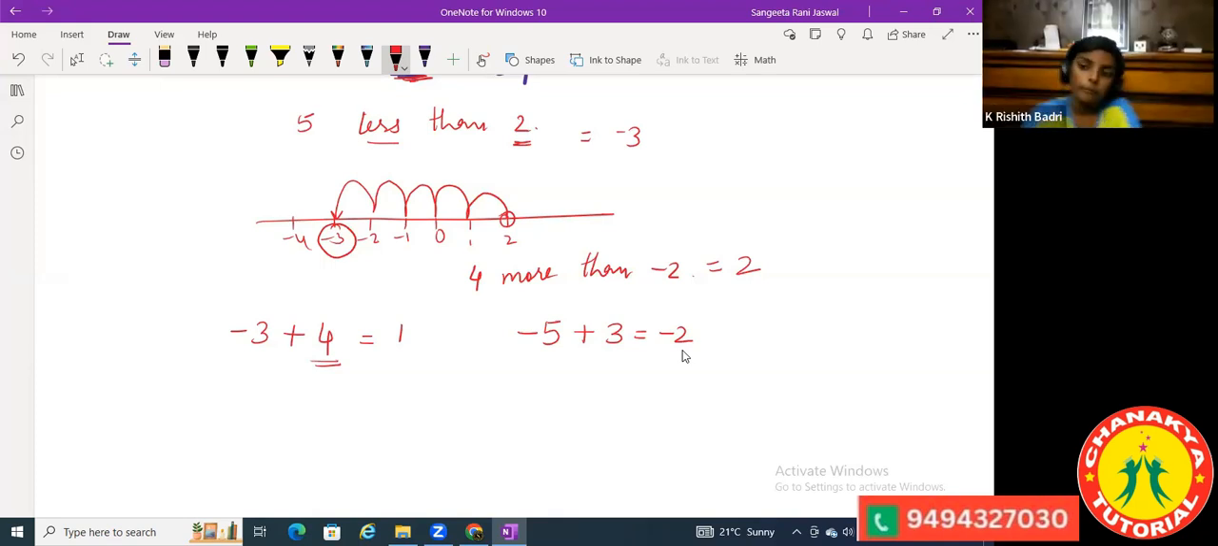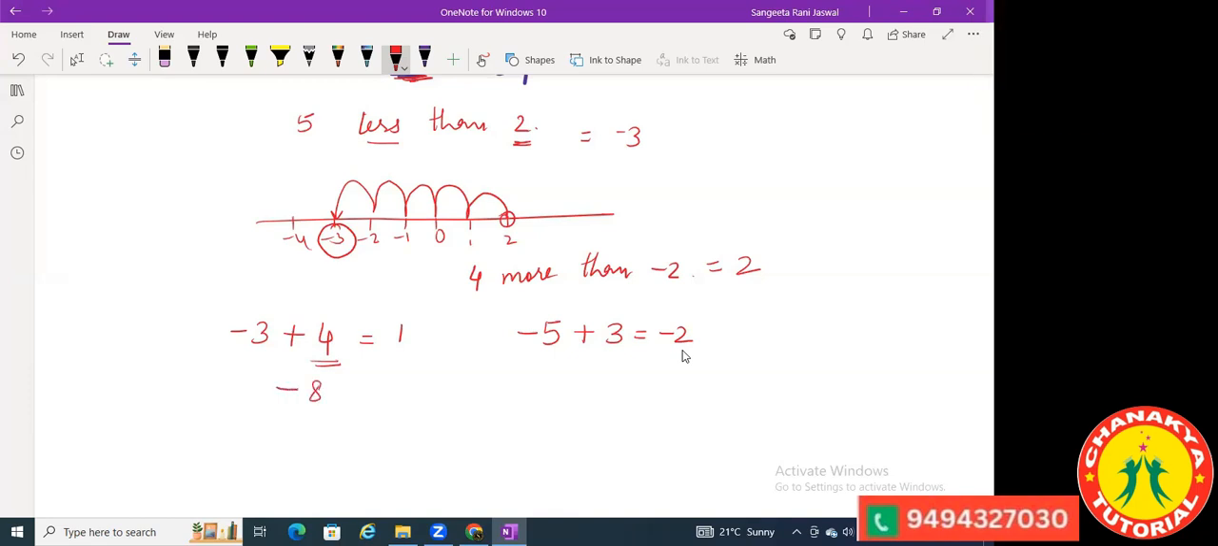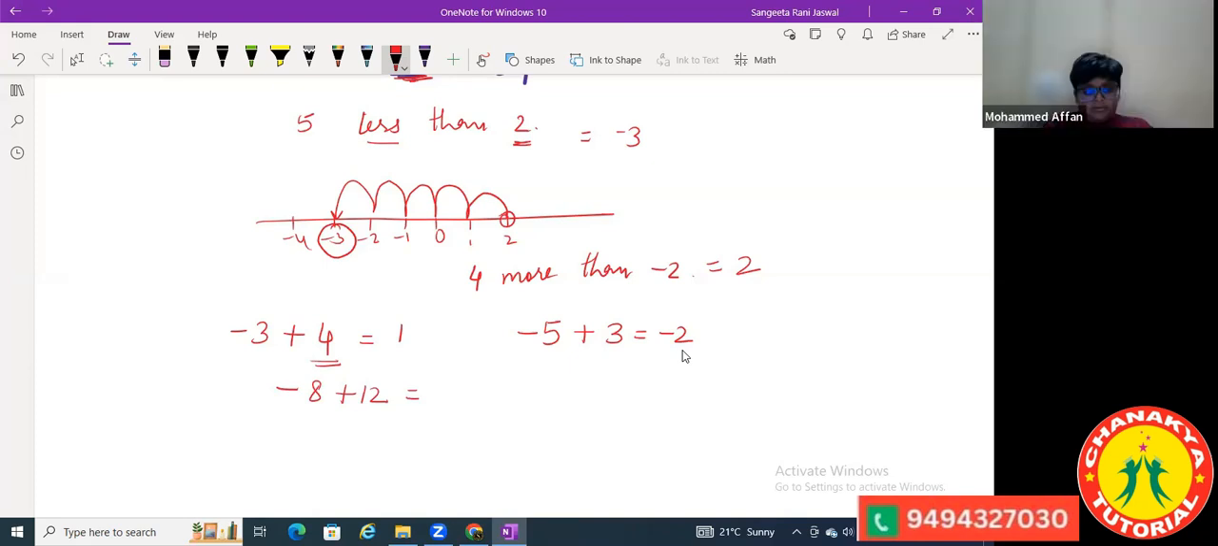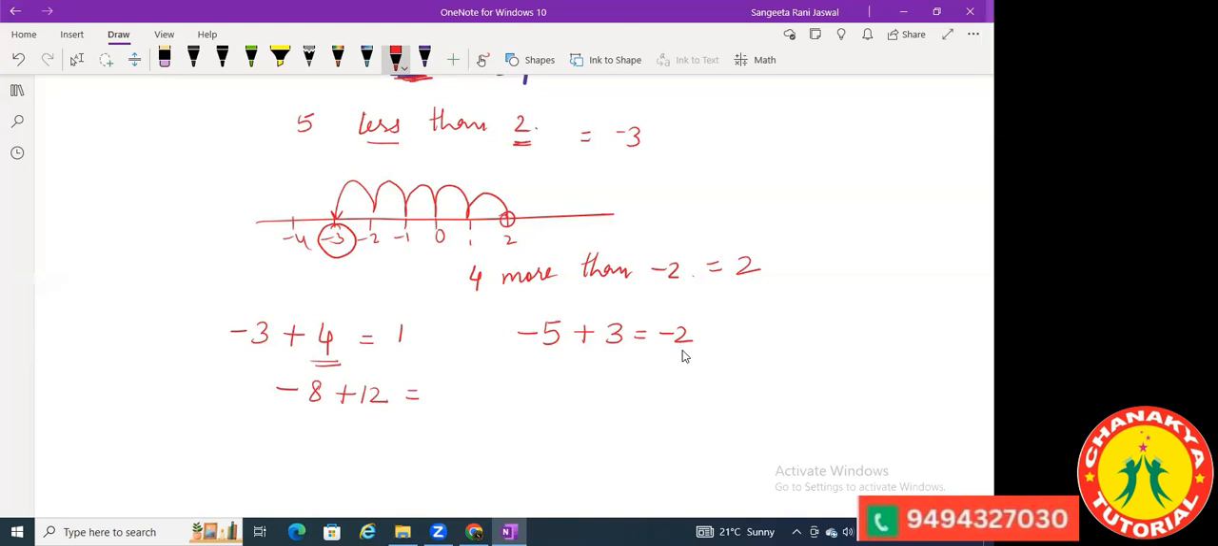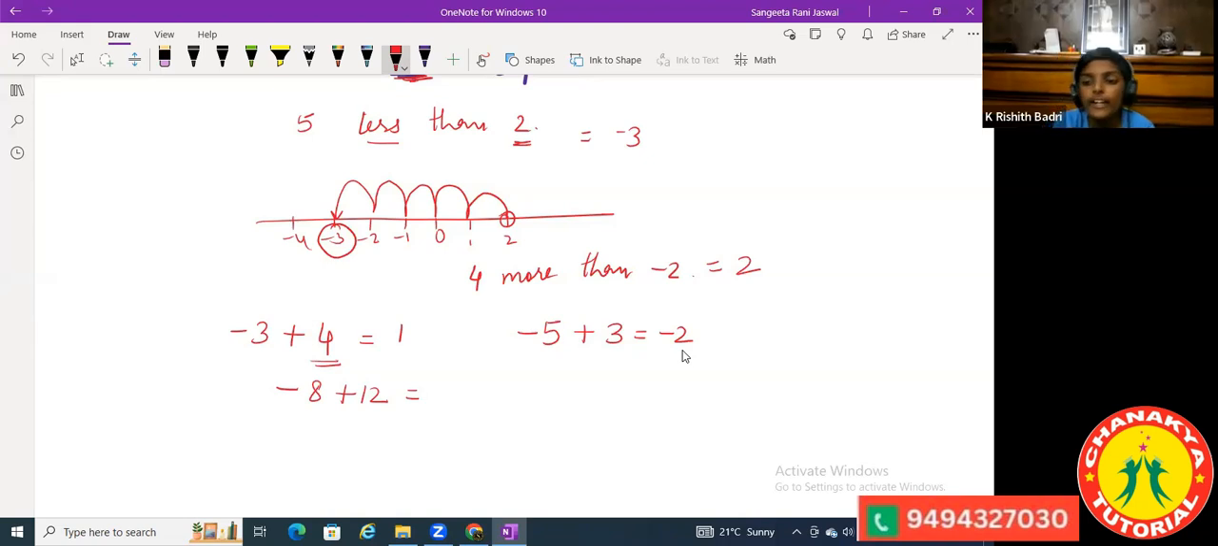Okay. Now I'll give you, do this. Show it on the number line first. Okay, ma'am. Yes, Afan, please do. Show me on the number line. Ma'am, I got the answer as plus 4. When I did it directly, I'll do it on number line.